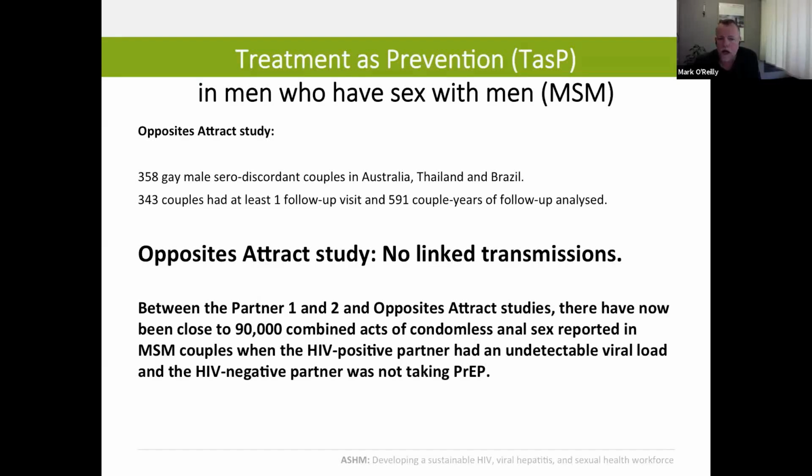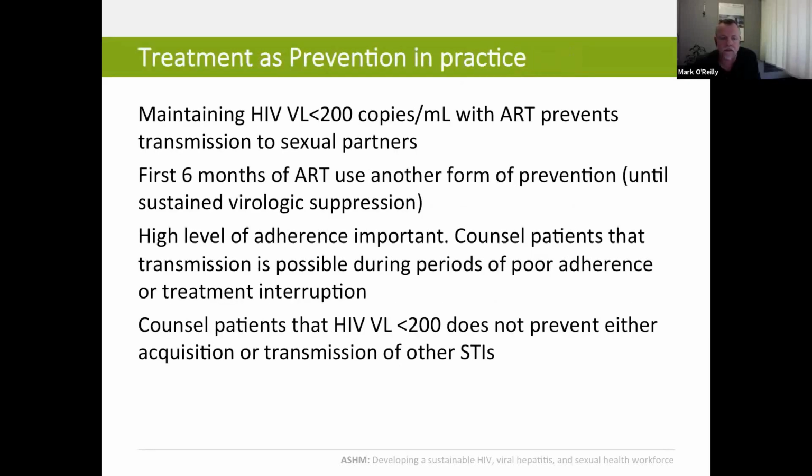So between the Partner 1 and 2 study and the Opposites Attract study, there have now been close to 90,000 combined acts of condomless anal sex reported in MSM couples where the HIV positive partner had an undetectable viral load and the HIV negative partner was not taking PrEP. So we have some significant data to back up treatment as prevention and the undetectable equals untransmittable movement.